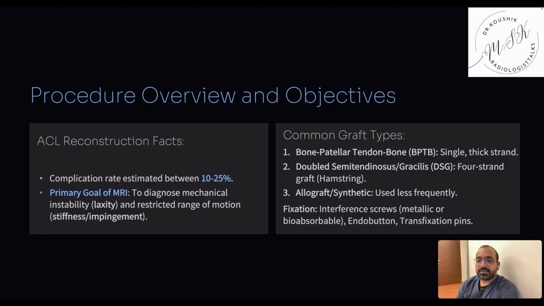What are the common types of grafts usually used? One is the bone patellar tendon bone graft, which is a single thick strand graft. The two ends are bone, and in between there is a patellar tendon. The other most commonly used graft, especially in India, is a four-strand hamstring graft, double semitendinosus or gracilis graft. Less commonly used is a synthetic graft or allograft. These are the types of grafts used in ACL reconstruction.